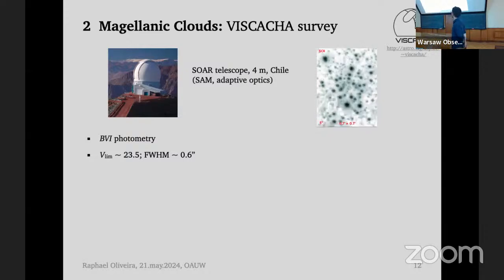For this, I used mostly data from the VISCACHA survey, which is a collaboration of Brazilian, Chilean, and Argentinian astronomers, which I'm part of. We use the SOAR 4-meter telescope to get the BVI photometry, deep CMDs, and the differential. The important part is that we use adaptive optics. So here's a GIF with photometry without adaptive optics, and with it, which we can resolve much better than the stars.